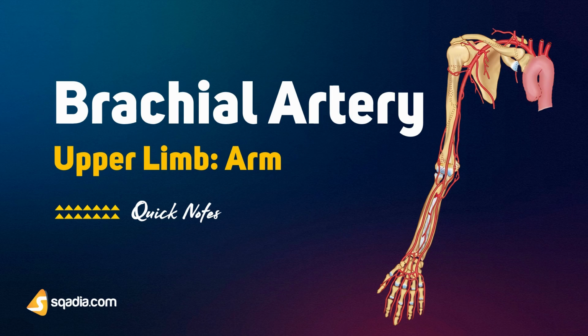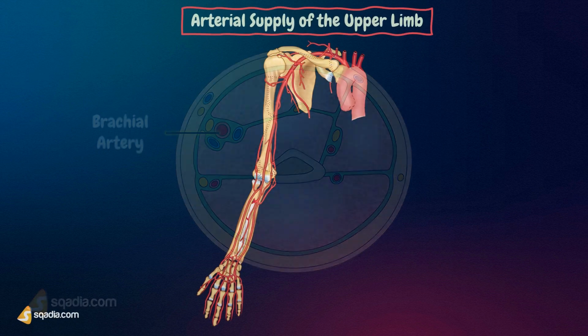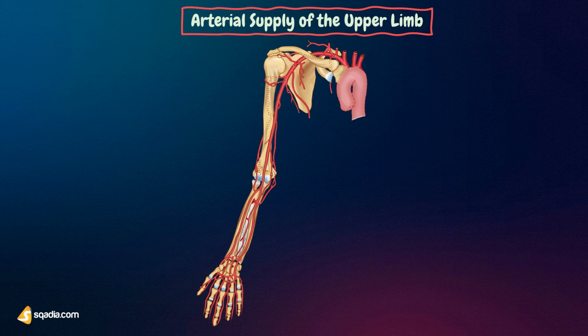We talked about the contents of the arm region and mentioned that the arterial supply of the arm is by an artery known as the brachial artery. In other words, the artery supplies the muscles of the anterior compartment of the arm. As you can see here, the arterial supply of the upper limb is shown here.